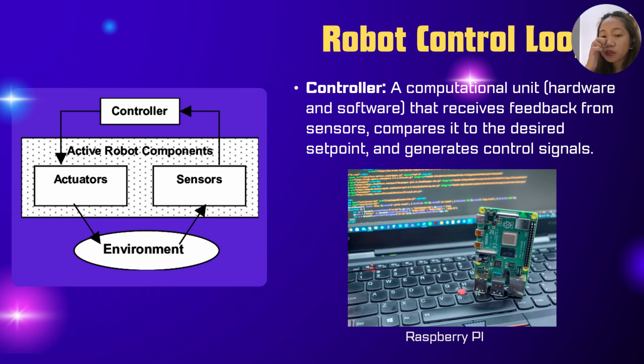Now, moving to the controller. The controller is a computational unit, hardware and software, that receives feedback from the sensors, compares it to the desired set point, and generates control signals. So when we say controller, this is not the PS5 controller or Xbox controller. This is your system. So in the case of the Raspberry Turk, it uses the Raspberry Pi system.